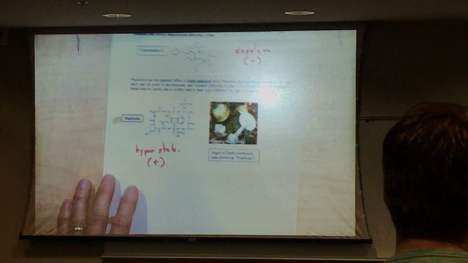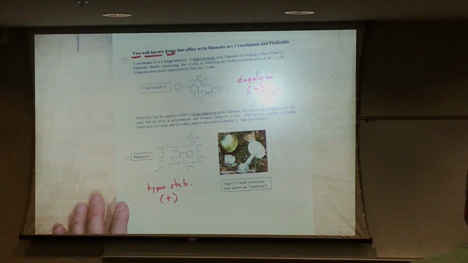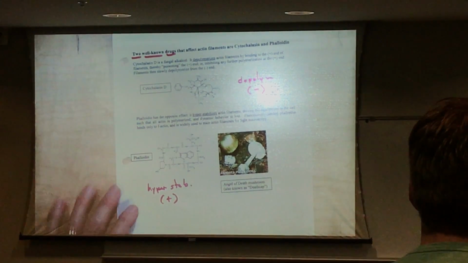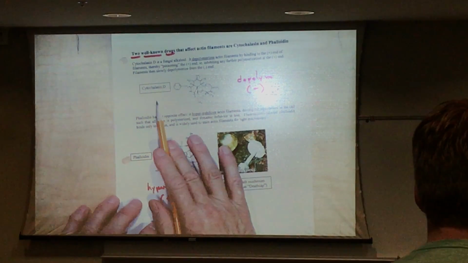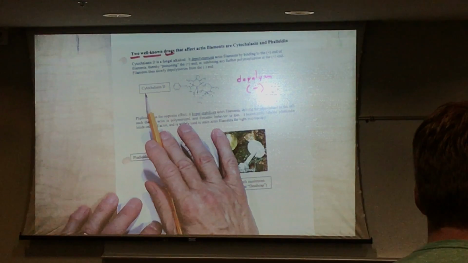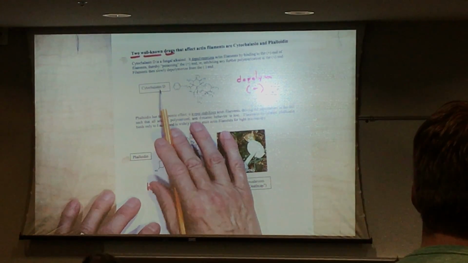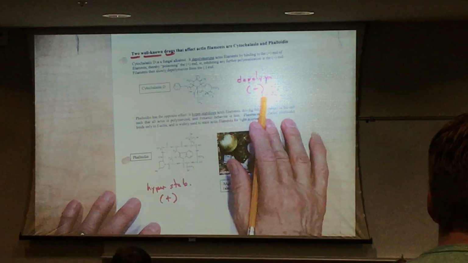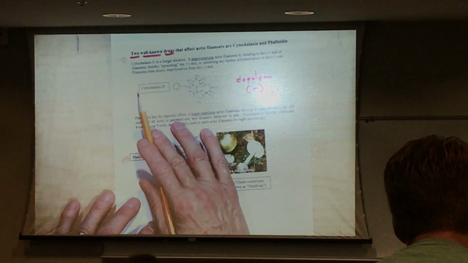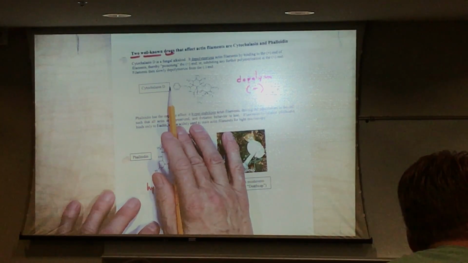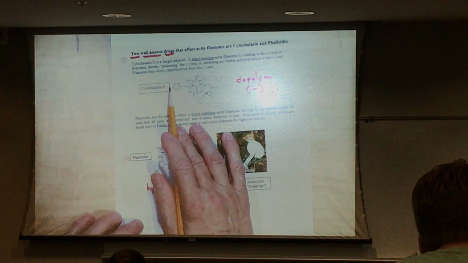Now I do want you to know about two drugs which affect actin polymerization kinetics inside of cells. One drug, a number of drugs, but one famous drug which inhibits actin filament polymerization and in fact induces depolymerization, okay, is a drug called cytochalasin D. You should know that for the test.